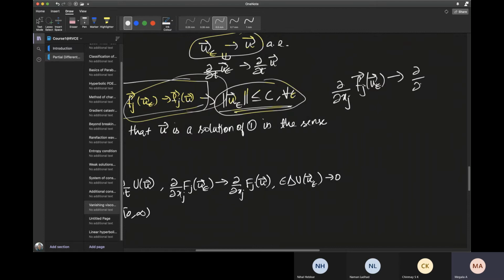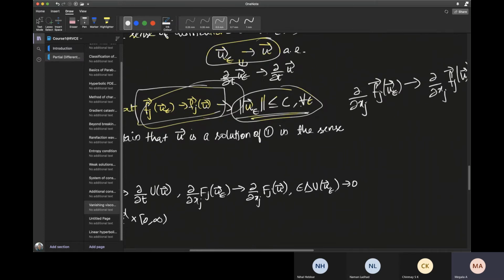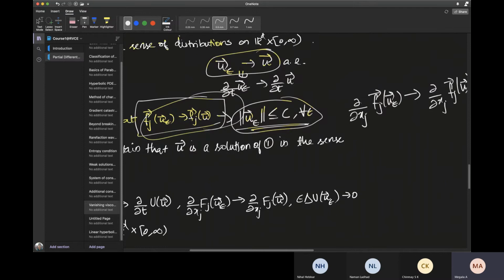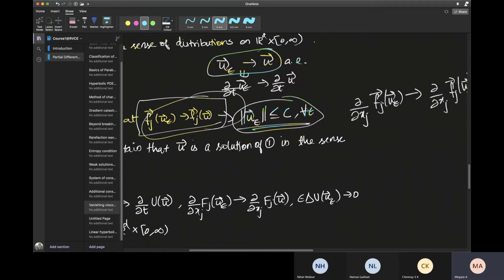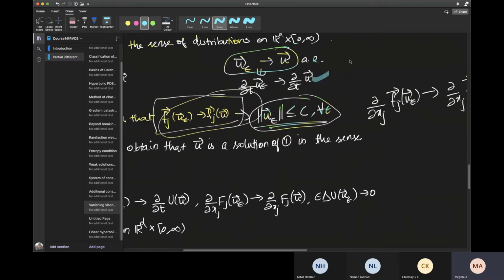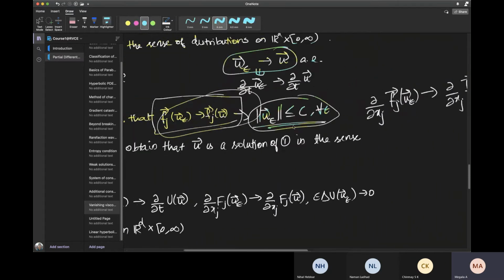This also approaches ∂/∂x_j of f_j(u vector). So with just these two assumptions, we go about showing that this is true and this is true.